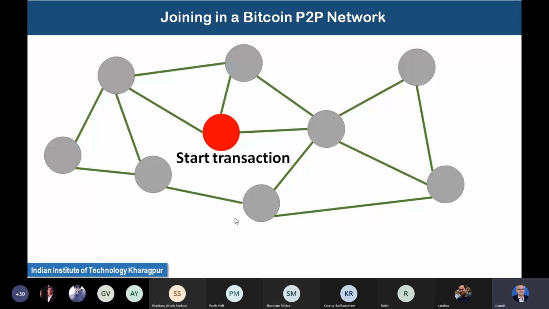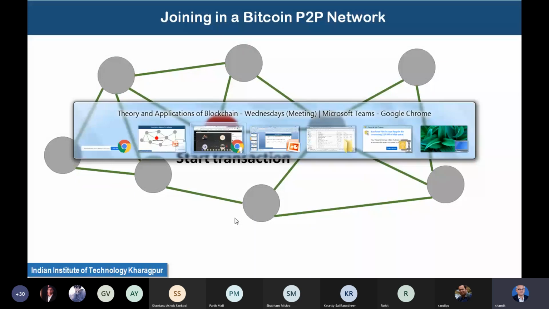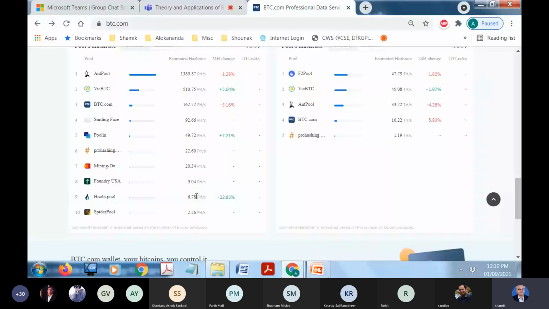Now, you might wonder how the whole thing started. Somebody has to have some original way to get some Bitcoins in order to be able to spend them. So let me quickly show you how it was in the very first transaction.